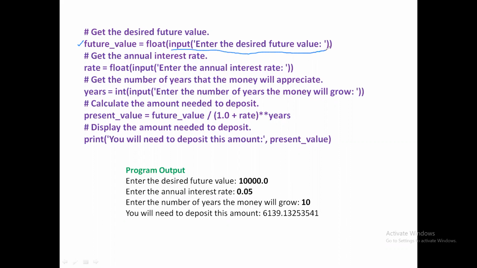The message is displayed and I'm converting it into a float value because it should be a rupee, it should be a money amount. Input always reads strings, remember that point. I am converting that string into a float value, which is stored into future value. Then I am asking the interest rate. Enter the annual interest rate. This will be displayed to the user.